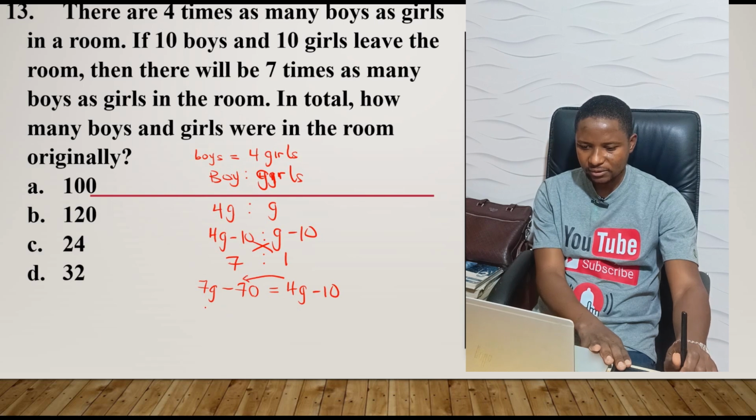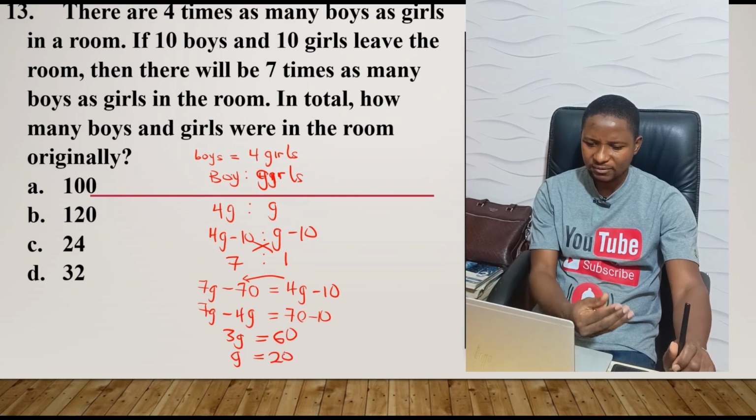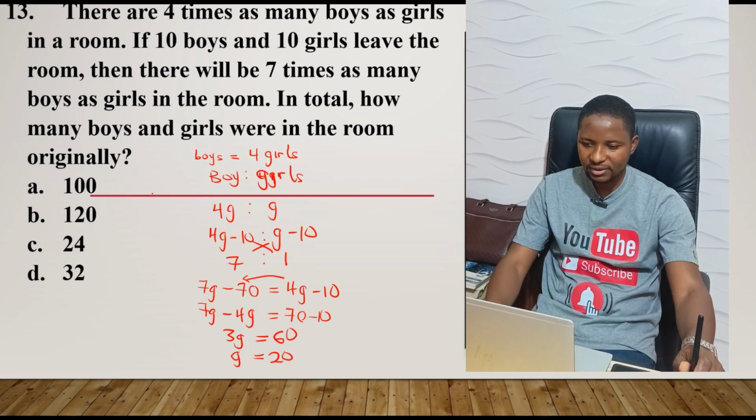Move 4G to the other side, so you have 7G minus 4G. Any sign that crosses the equal sign changes, so move 70 to the other side, negative 70 turns positive 70 minus 10, and that gives you 3G equal to 60. Divide both sides by 3, then G is 20. So the original number of girls is 20.